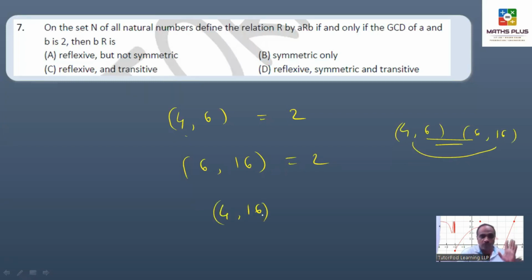But is that correct? No. Because for 4 and 16, the highest divisor that divides both is 4. If you take 4 and 6, 2 is the highest divisor. If you take 6 and 16, then also 2. But now that 6 you have to leave, because (A, B), (B, C), you have to take (A, C). So for 4 and 16, the GCD will be 4, but it should be 2. So this is an example where the transitivity condition fails.